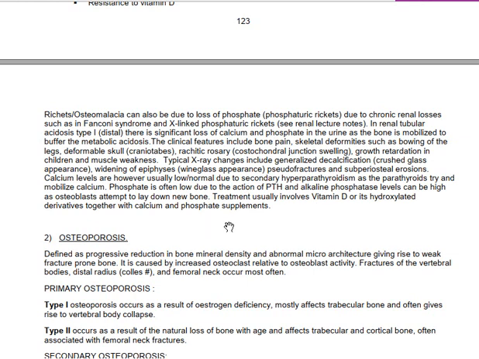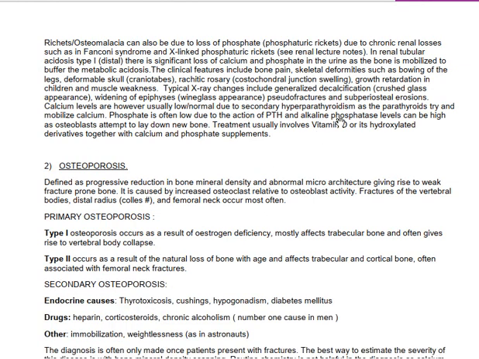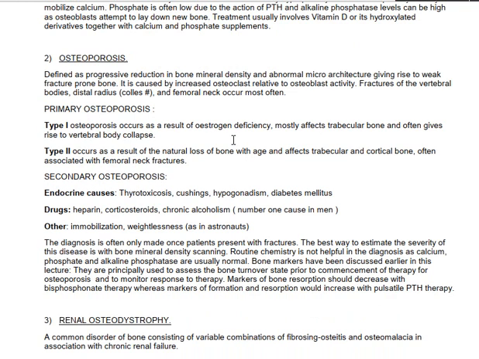Is it clear? So the treatment is usually by giving vitamin D or the hydroxylated derivative of vitamin D together with calcium and phosphate supplementation. But the first thing you have to give is vitamin D. Is it clear? And a good diet containing calcium and phosphate supplementation.